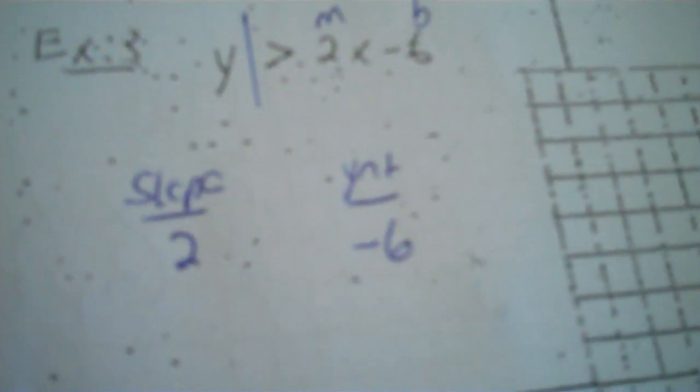Okay, example 3. Y is greater than 2x minus 6, so the y is by itself, and we have m and b ready to go. So the slope is 2, and the y-intercept would be minus 6. Okay, so on the y-axis, I go to minus 6. So negative 1, negative 2, negative 3, negative 4, negative 5, negative 6. Then 2 over 1, so it's up 2 over 1.